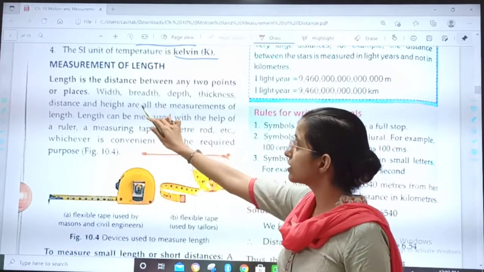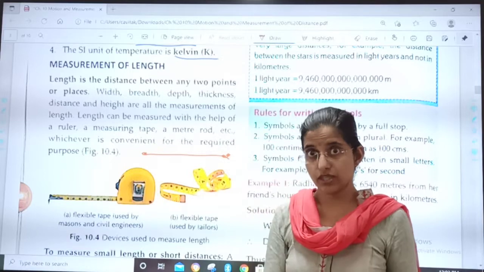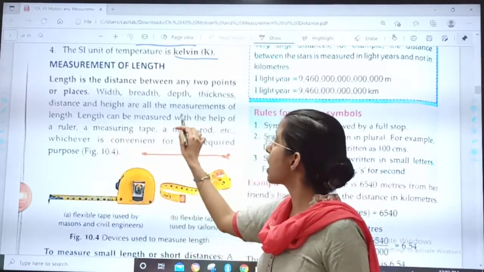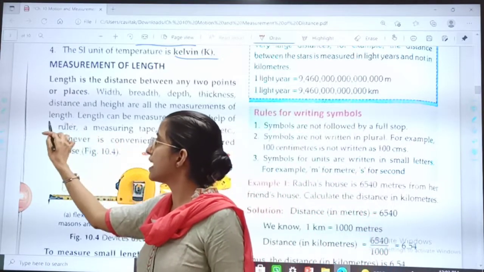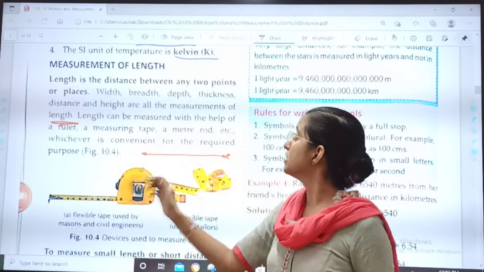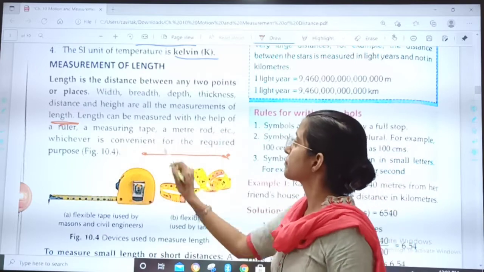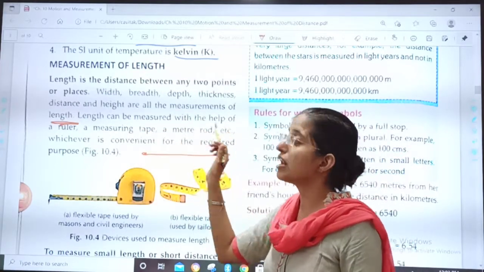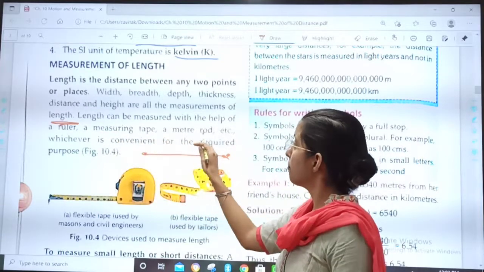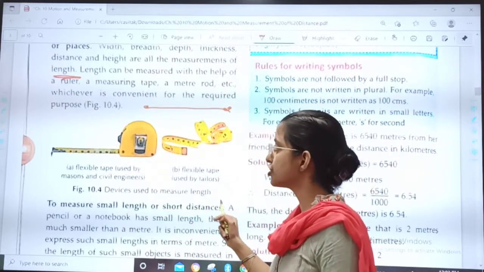Now, width, breadth, depth, thickness, distance and height are all measurements of length. ये सब measurement of length है. See, width, breadth, depth, thickness, all these are measurement of length. Length can be measured with the help of a ruler, your scale, a measuring tape, a meter rod, etc. See, these are the various devices used to measure length.